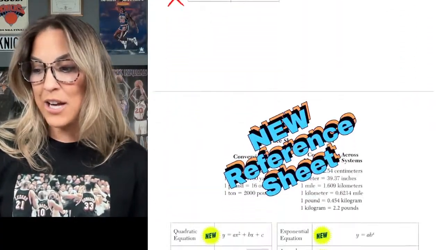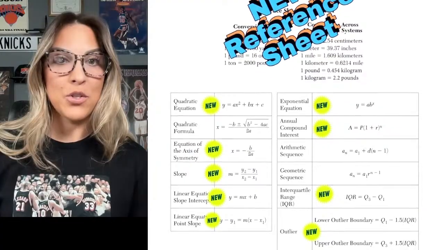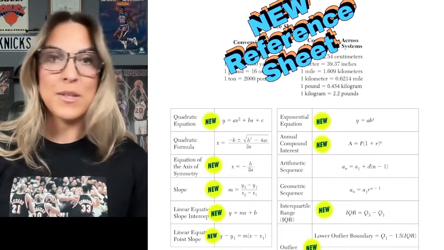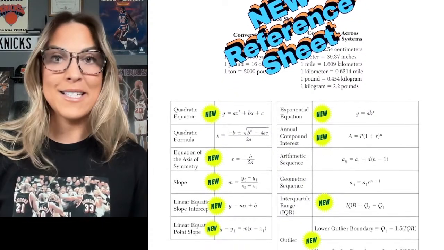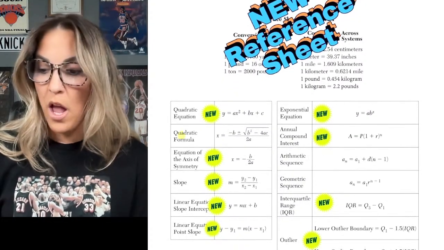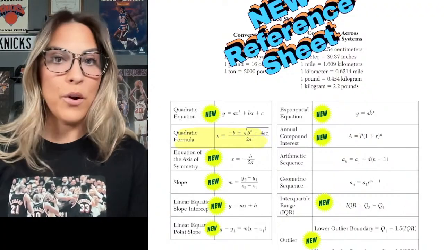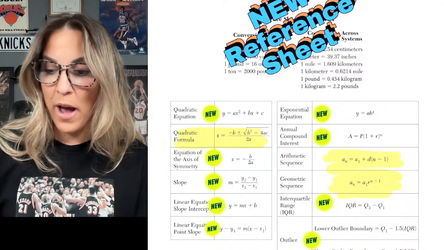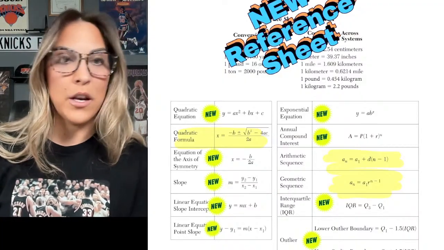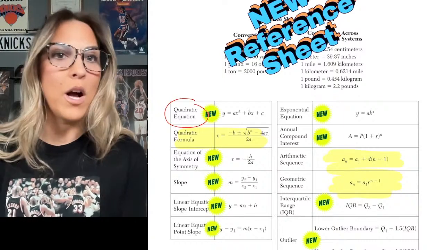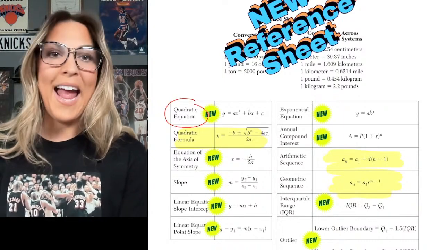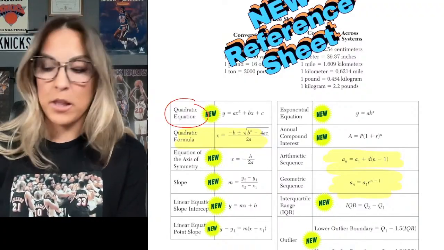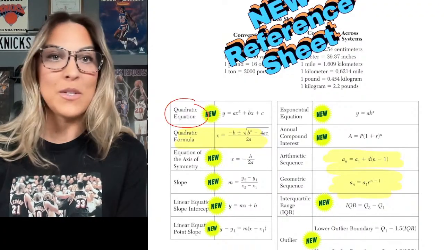The new reference sheet actually looks much, much better. So here is your new reference sheet. Everywhere where I have a little new sticker is something that was not on the reference sheet before, and it's going to be very useful to you. So the quadratic formula was there before, it's there now. Again, so were your sequences. But some new things that are going to help you out are not only do they have the quadratic formula, but they've also now put what the quadratic equation looks like. And this can be very helpful if you have a problem where you need to use the quadratic formula, but you're not sure what all of these variables in it mean.